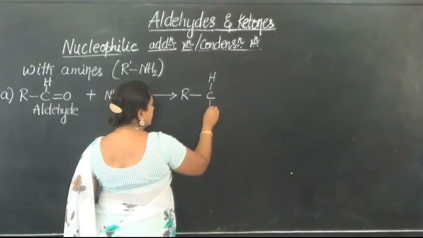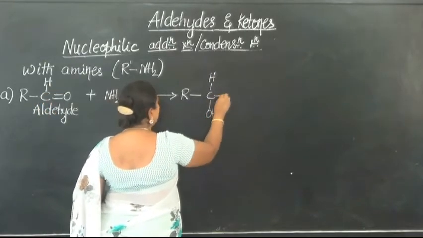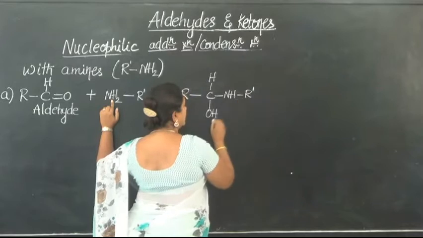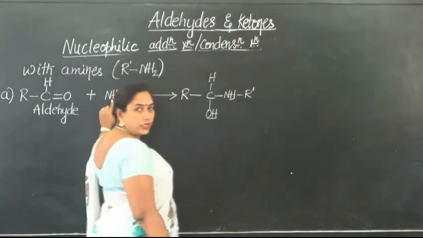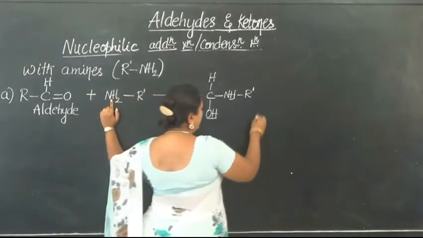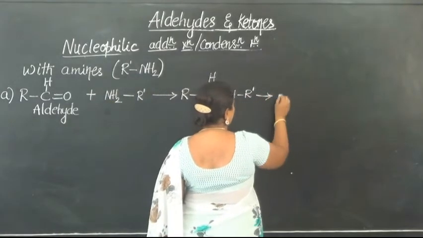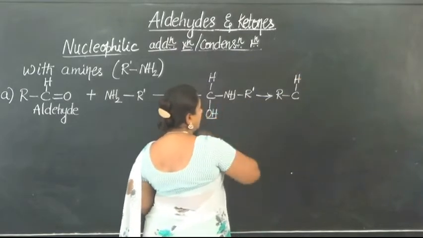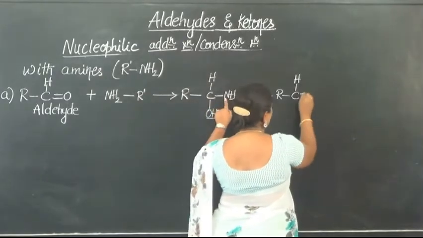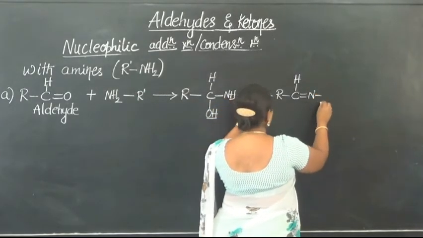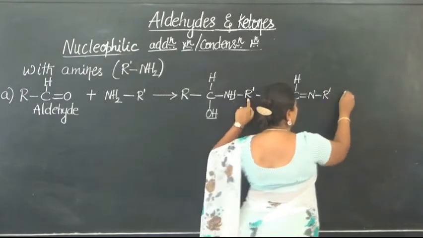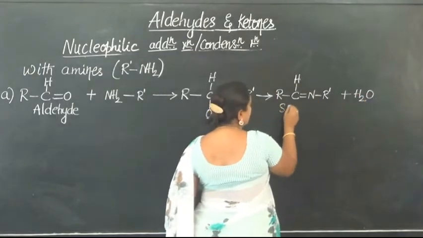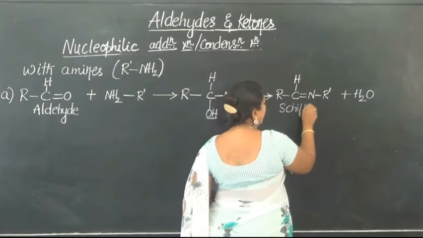RCH, there is no change. Below it is OH, in turn linked with N and H, in turn with R dash. Now this will eliminate a molecule of water, as we have been learning even in the previous videos how the elimination takes place. In a similar fashion here also the water molecule is getting eliminated. Therefore carbon and nitrogen will be linked by a double bond, and this in turn is linked with R dash. Now the product obtained is called Schiff's base.